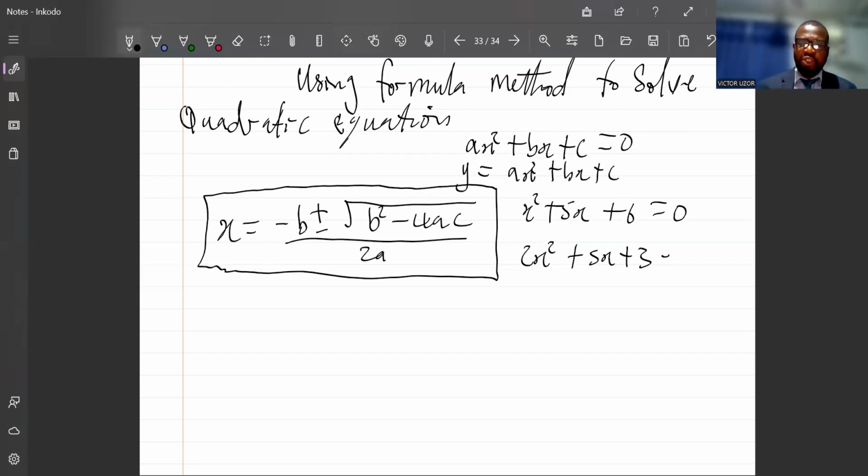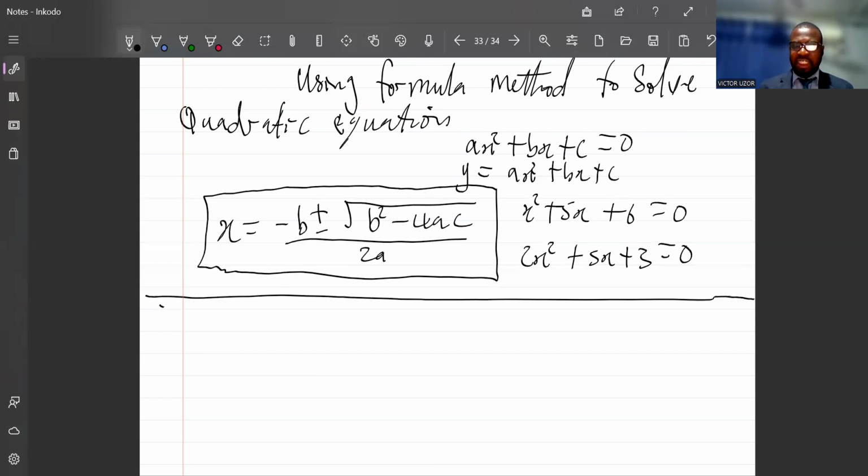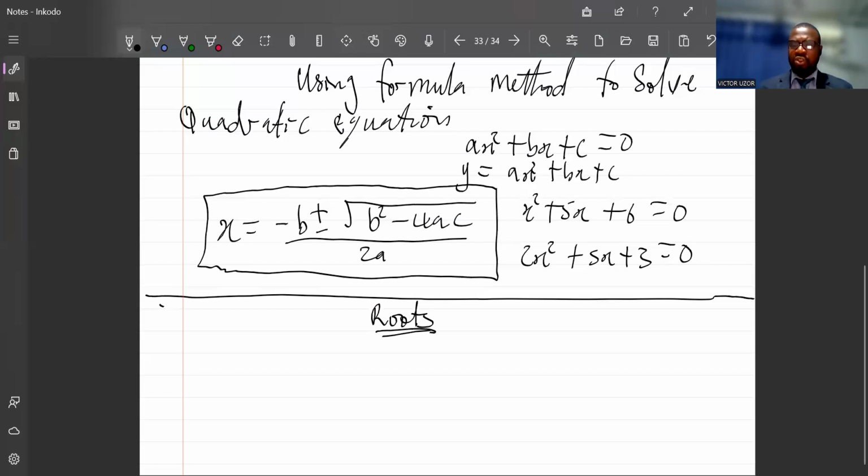Another thing you need to know is that when you solve a quadratic equation, you are meant to get two answers, two values for x. Those two values of x are called the roots of the quadratic equation. They are also known as the x-intercepts of the quadratic equation. So the roots of a quadratic equation are usually 2. By the time we finish solving this, we will see how you get 2. So let's go and solve the first question.